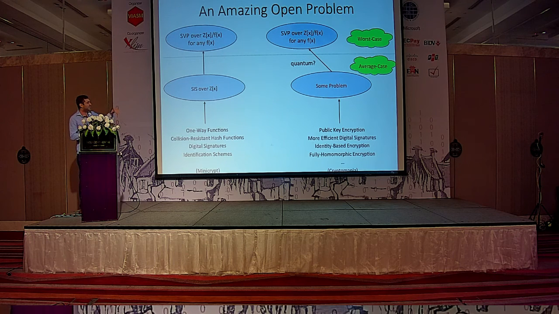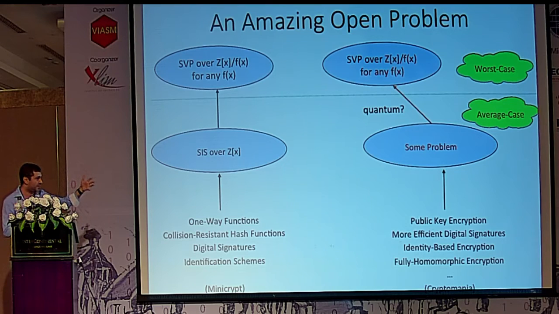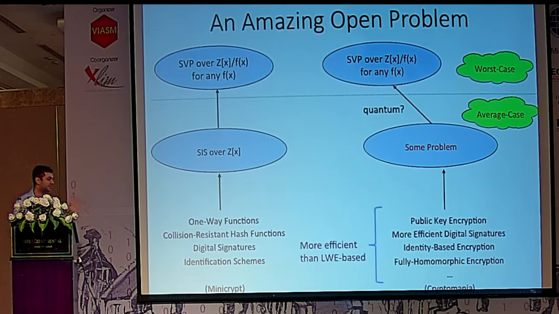If you can get some problem, and SVP over this would be hard for a random instance of this problem, which doesn't depend on F, and SVP over these rings will be hard, and the ideals in these rings will be hard. And then from this problem, you can build all of this stuff. Of course you can do this from regular LWE, but I want it to be more efficient than LWE. So if you can solve this, that would be quite amazing, because then you would get all of this stuff based on the hardness of problems in any ring.